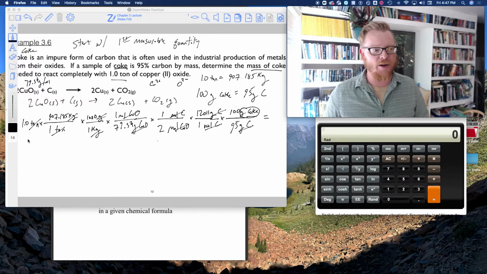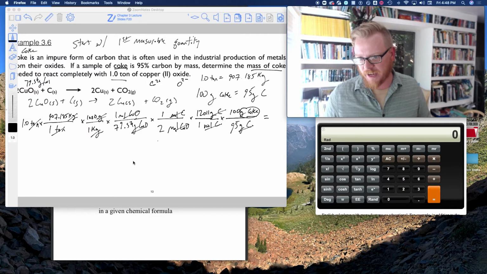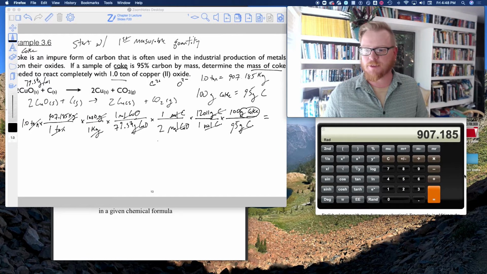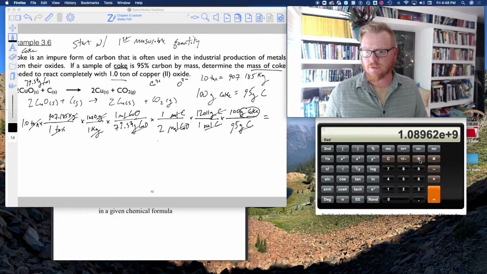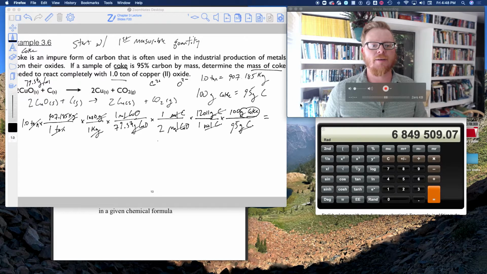All right. I'm going to start here. I'm not going to say 1.0 because I know I don't need to multiply by that number. So I'm going to start with 907.185 times 1,000 equals, times 1, times 1, times 12.011, equals, and then times 100, equals. Now I'm just going to leave that in the calculator. And now I can say divided by 79.54, equals, divide by 2, equals, and finally divide by 95.